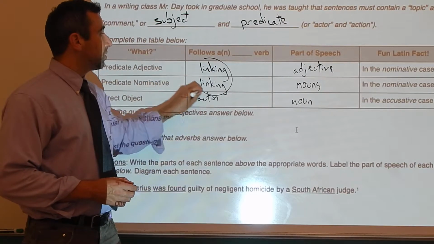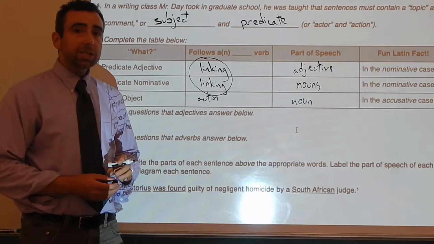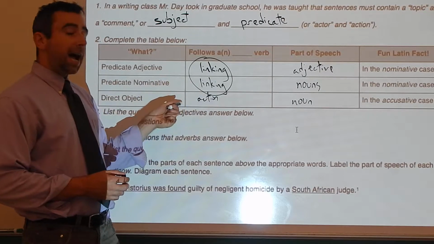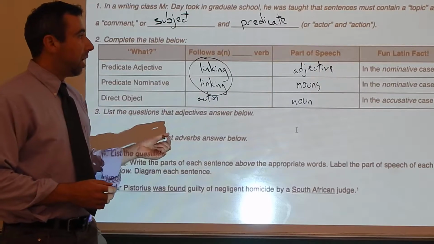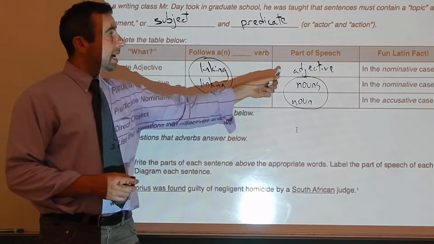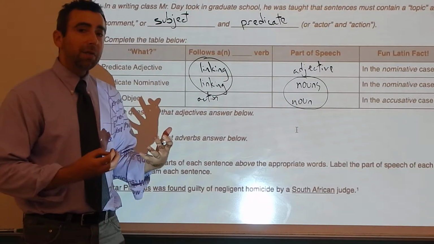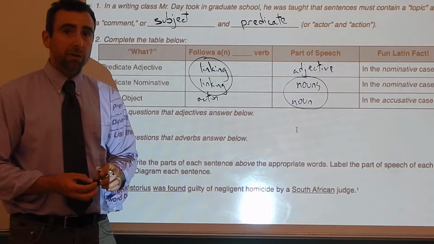So there are a couple patterns that are worth paying attention to here. When you're trying to figure out whether something is a predicate adjective, predicate nominative, or direct object, one thing to pay attention to is whether it's an action or linking verb. If it's an action verb, you know you've got a direct object. Another thing to pay attention to is the part of speech. If the part of speech is an adjective, you know you're looking at a predicate adjective. So thinking about that can help you identify predicate adjectives, predicate nominatives, and direct objects.